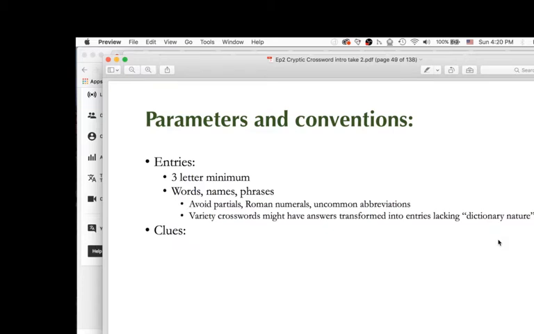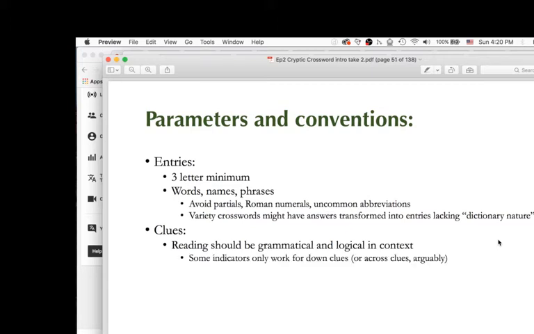And the most important thing that we need to consider for a cryptic crossword in terms of the parameters and conventions are the clues. Some important principles: the reading, that is how you parse the cryptic clue to actually solve it, should be grammatical and logical in the context of whatever wordplay you are doing to the clue. One example of this is that some indicators only work for down clues. For example, in a down clue, you might use the word up to indicate that a word is being reversed, because normally you would be writing it from the top down, but instead you write it from the bottom up.